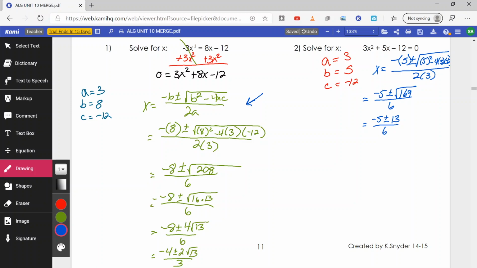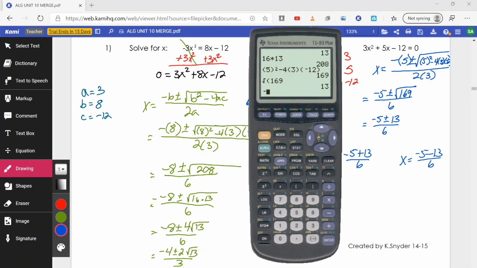Because now what we have is straightforward addition and subtraction of whole numbers up top, I'm going to split it up. So one fraction is going to be negative 5 plus 13 over 6, and the other one is going to be negative 5 minus 13 over 6. So negative 5 plus 13 gives me 8. And we divide that by 6. Gives me a nice fraction, so we turn it back into a fraction. Gives me 4/3.